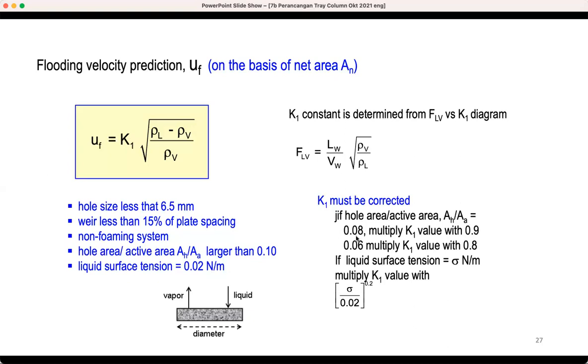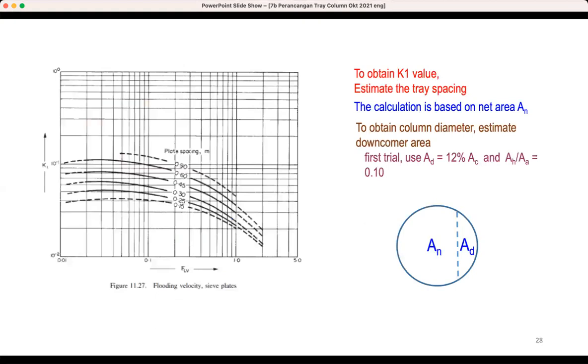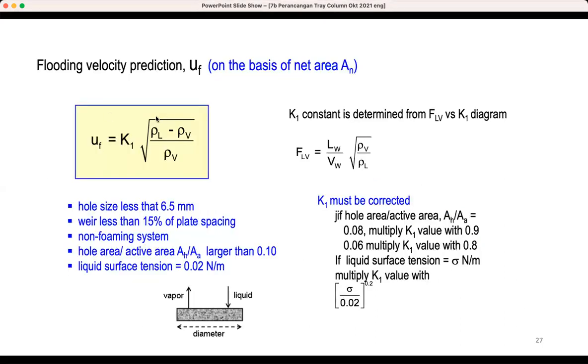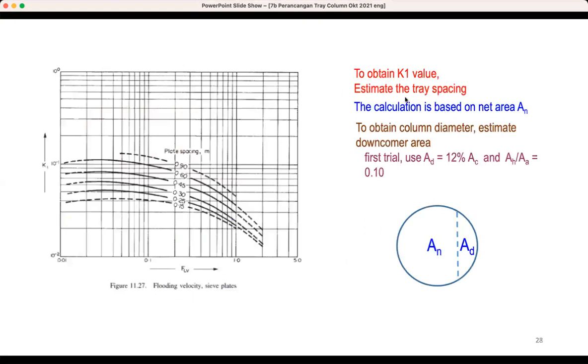So once we can calculate the FLV, we determine the plate spacing, that is, which spacing you will use. Is it 0.15 meter or up to 0.19 meter? And then go to the side, and you will get the value of K1. If K1 must be corrected, then just get the corrected value. And this K1 will be used to predict the flooding velocity in the previous slide. Okay, so the calculation will be based on the net area.